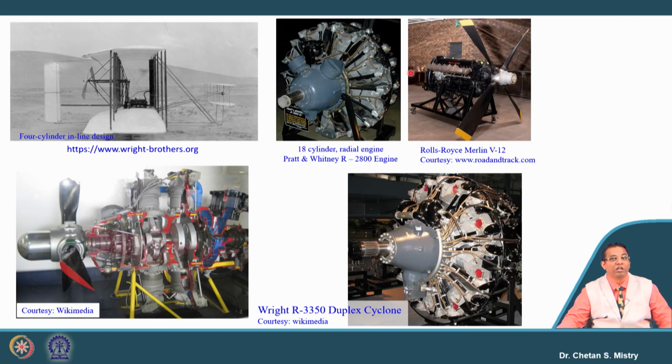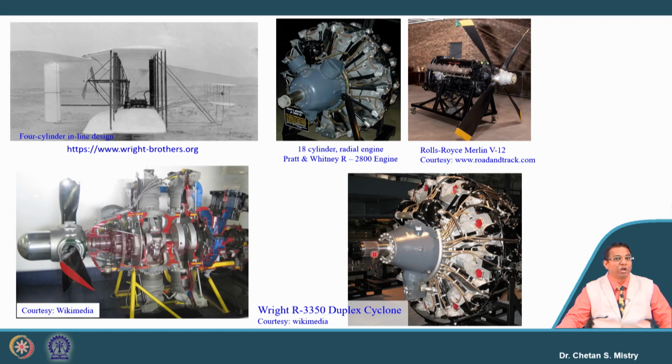So here if you look at, this is the famous Merlin engine. Here in this case it is the duplex cyclone engine. So you must realize these engines were also existing and they are also in use as of today. We are also using this kind of engines. There are many propeller aircraft which are run by using these multi-cylinder engines or multi-cylinder internal combustion engines.